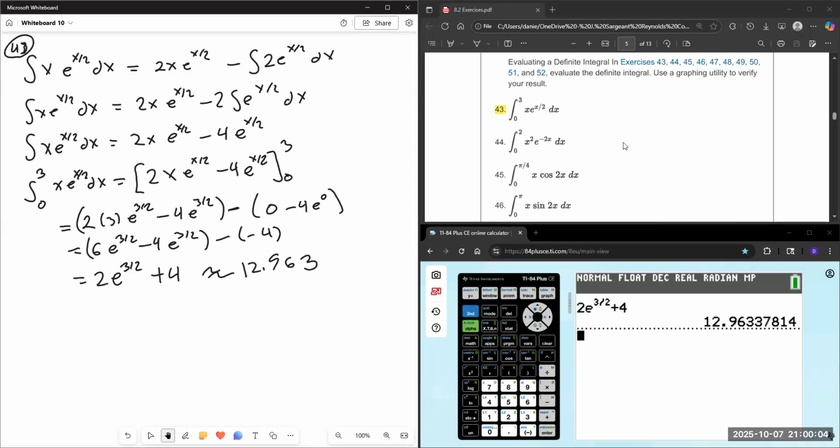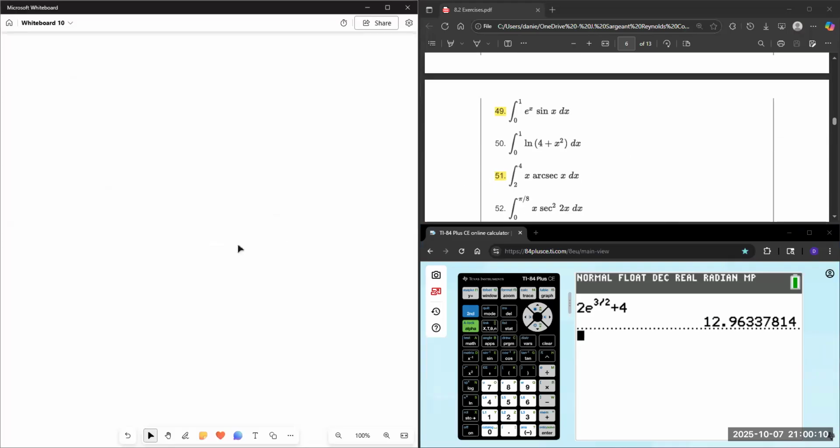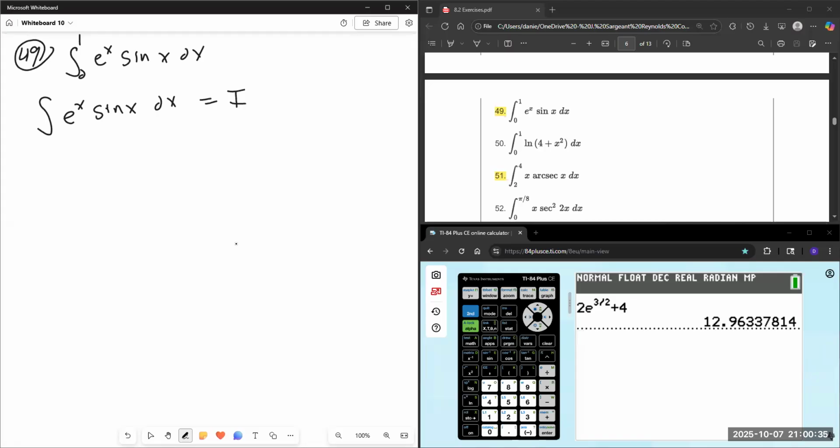Let's look now at number 49. 49 says integral 0 to 1 of e to the x sine of x dx. And I'll find the integral of e to the x sine of x dx. I'm going to call this I. This is just a technique. When I have exponential and trig functions mixed together like this, I think it's going to wrap around on itself, and I'll use the variable I to help me keep things simpler here.